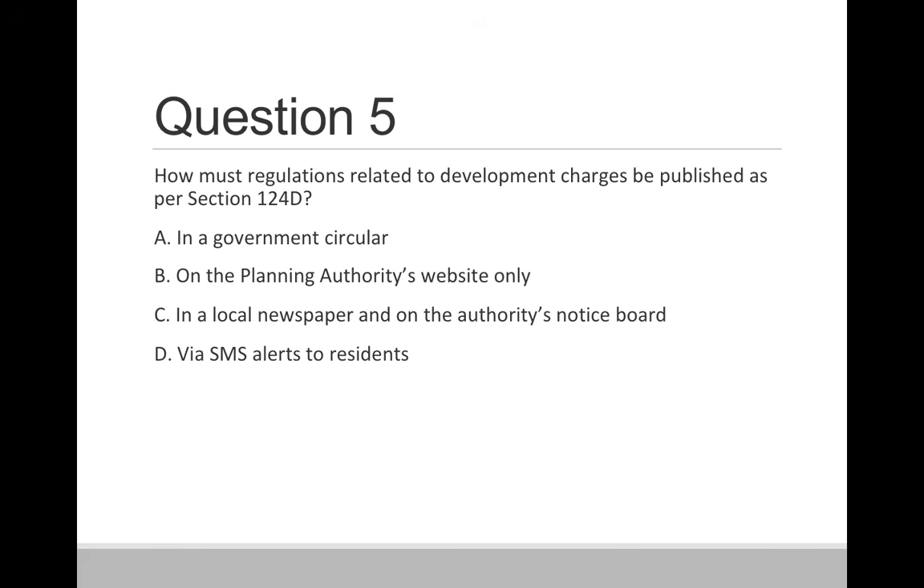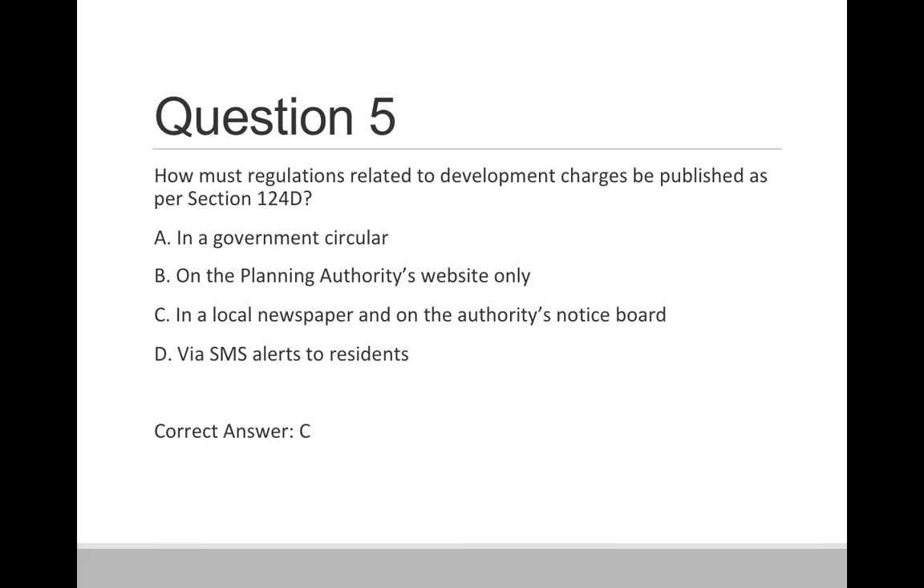Question 5. How must regulations related to development charges be published as per section 124D? Option A, in a government circular. Option B, on the planning authority's website only. Option C, in a local newspaper and on the authority's notice board. And option D, via SMS alerts to the residents. So the correct answer is option C, that is in a local newspaper and the authority's notice board.